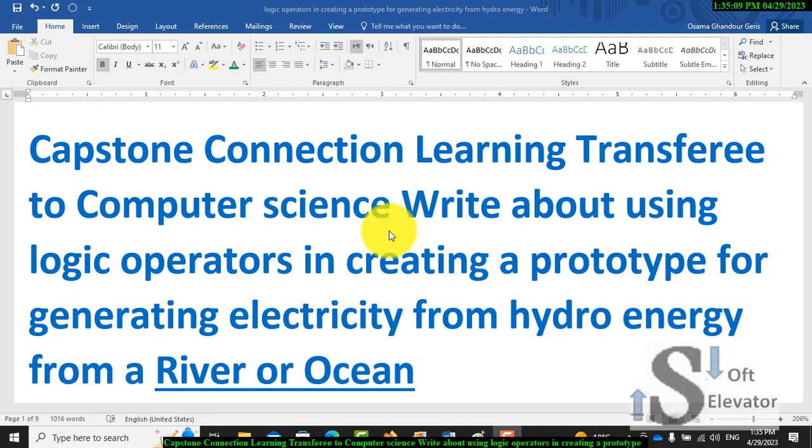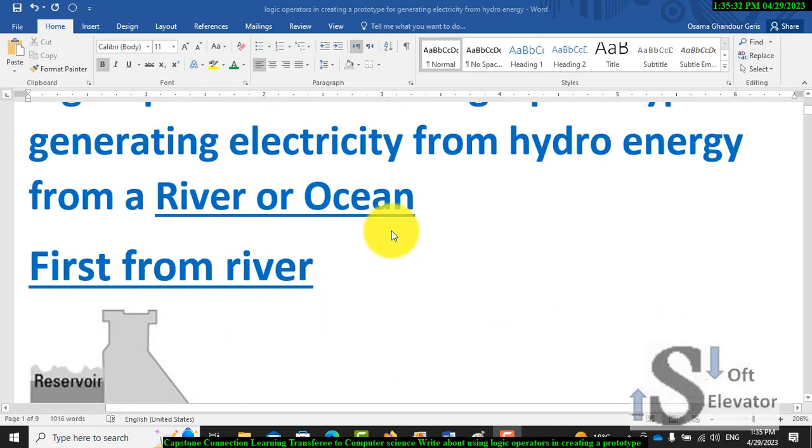So, the question will come as this example. Write about using logic operators in creating a prototype for generating electricity from hydro energy from a river or ocean, or any prototype or any capstone challenge. So, in this case, we generate electricity from hydro energy from a river or ocean. So, we have here many examples.